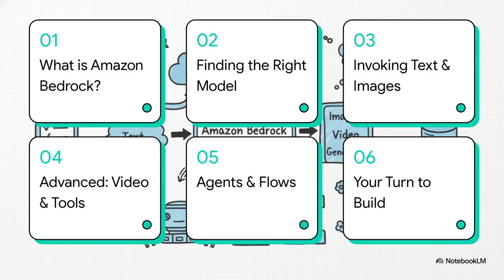So, here's the game plan. First, we're going to take inventory, see what tools are in the shop. Then we'll fire up our first power tools for text and images. After that, we're moving over to the advanced stuff, complex projects like video and even connecting our AI to external gear. And finally, we'll learn how to build a robot to run the whole workshop for us using agents and flows before we hand you the keys.